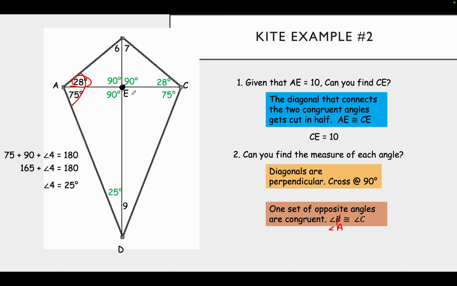And now we have, remember, this is also 90 degrees in here. So we have a 90-degree angle, 75. It's the same triangle. So angle 9 is going to have to be 25 degrees.